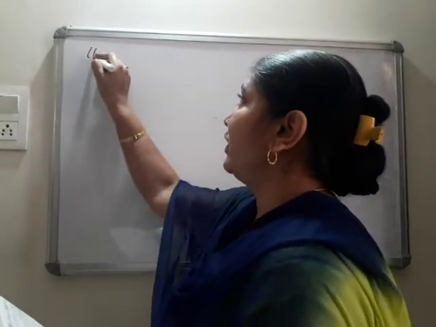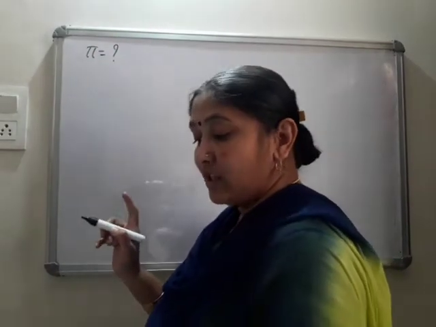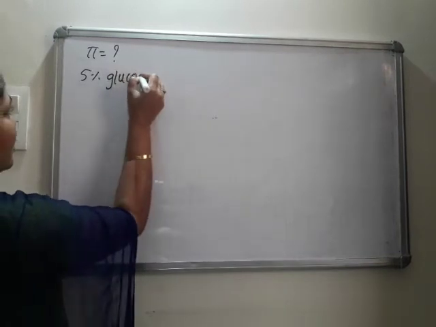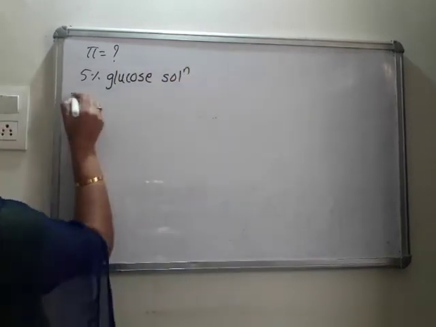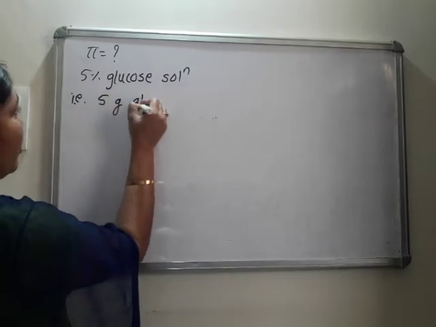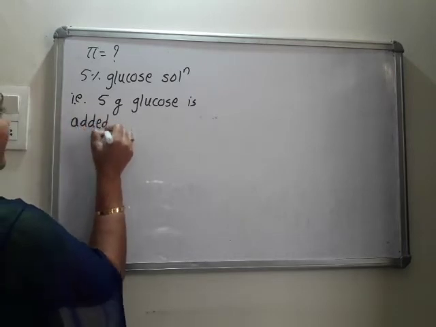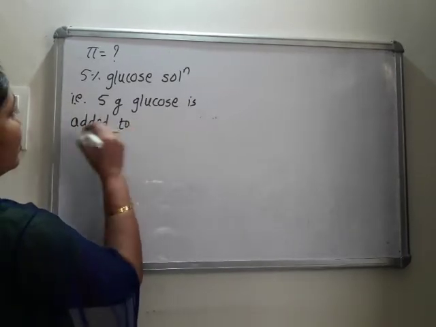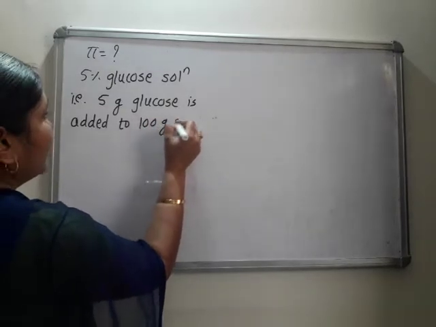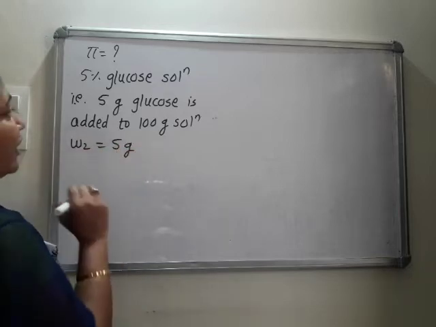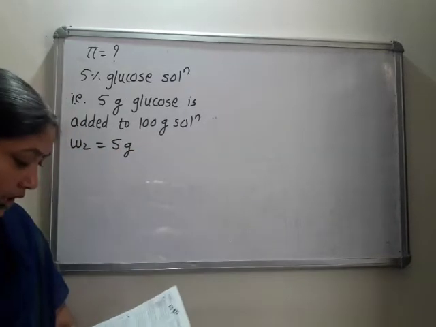Okay, read the question. Calculate osmotic pressure means we have to find pi. And what is given? Glucose solution. What is its concentration? 5%. 5% glucose solution. What does it mean? That is 5 gram glucose is present in or added to what? 100 gram solution. This tells us W2 is equal to 5 gram. Okay, W2 is 5 gram.